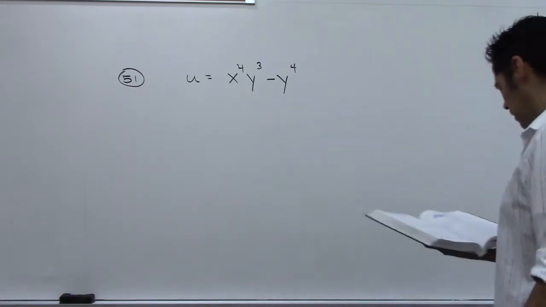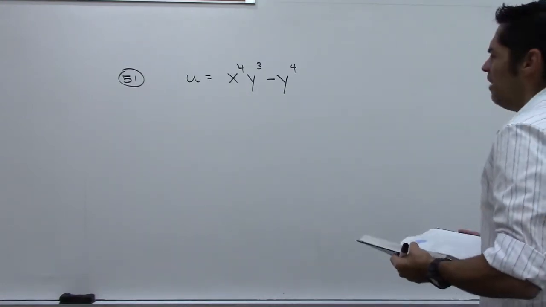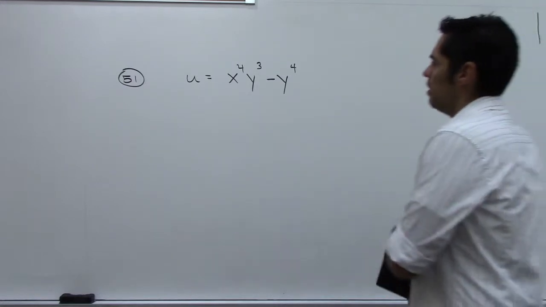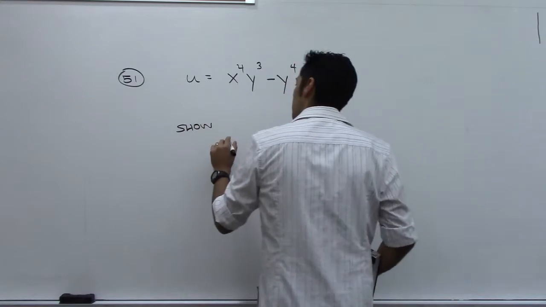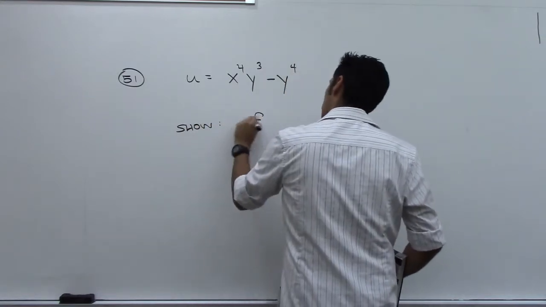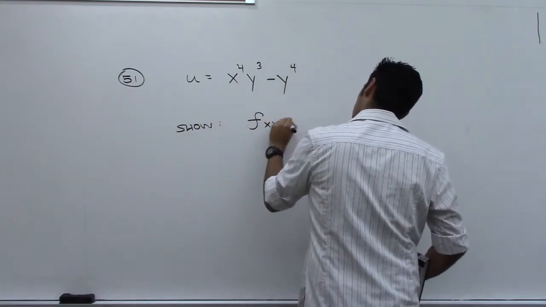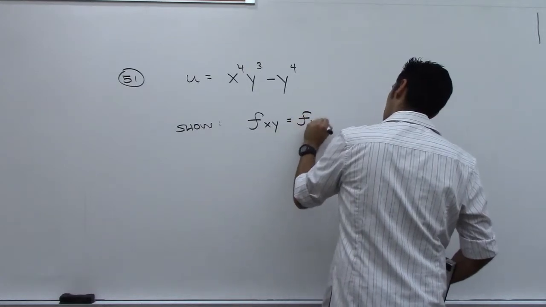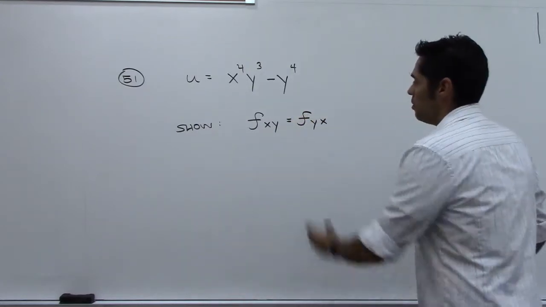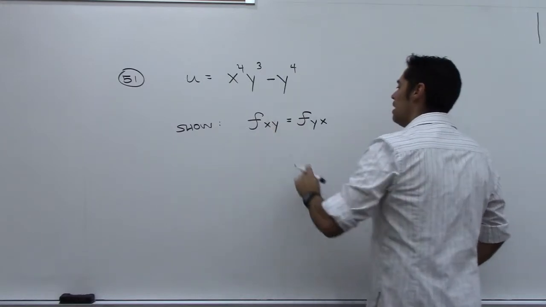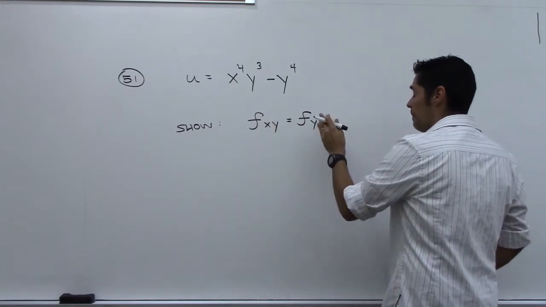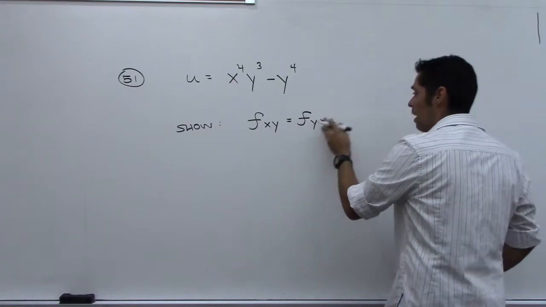For this one, I want to verify Clairaut's theorem. So I don't know if I'm going to actually go through this. I'm just going to tell you what you have to show. You have to show that the partial of f with respect to x then y is equal to the partial of f with respect to y then x. So if you do these different orders, partial with respect to x first then y, that should be equal to doing the partial with respect to y then x.